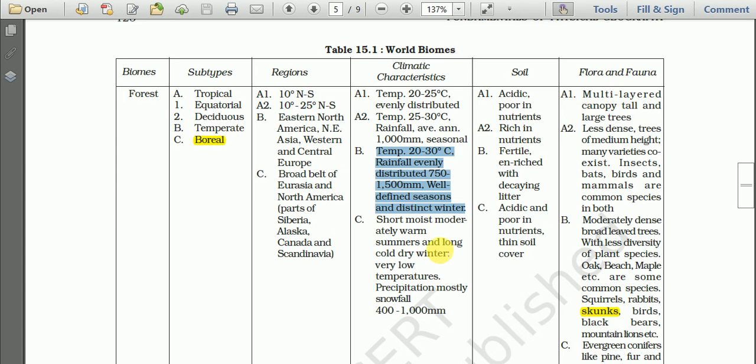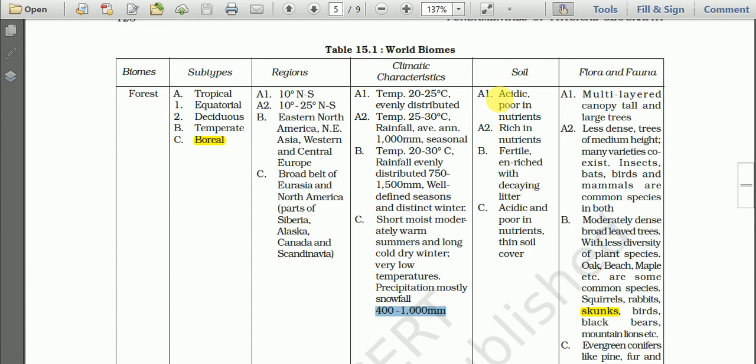And for the boreal, okay, we have short, moist, moderately warm summers and a long dry winter. In case of boreal biomes, the summer is very short and winter is very long, and summer moderately warm, winter very low temperature, recording sometimes 0 or less than 0 also, and precipitation is mostly in the form of snowfall, ranging between 400 to 1000 millimeters. So this is about climatic characteristics of different subtypes of forest biomes.